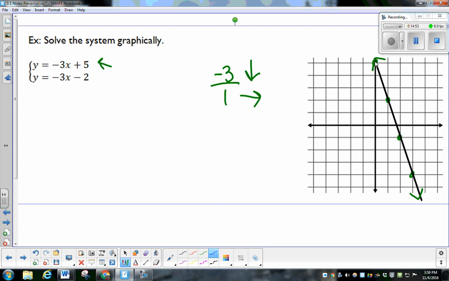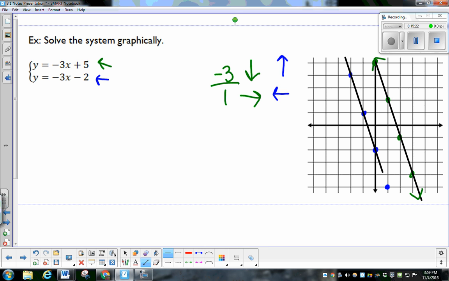And now I'm going to graph my other one. I'll do it in blue. This time my y-intercept is -2. So I go to -2 on my y-axis and put the point for that y-intercept. My slope is the same, -3/1. So I'm going to go down 1, 2, 3 over 1. Remember that you can switch both directions and go up and left if you run out of room. So I can go up 1, 2, 3, left 1, up 1, 2, 3, left 1 as well.